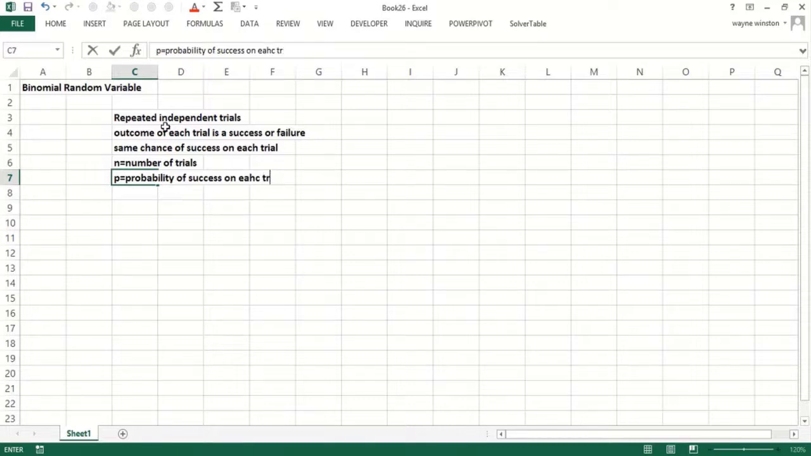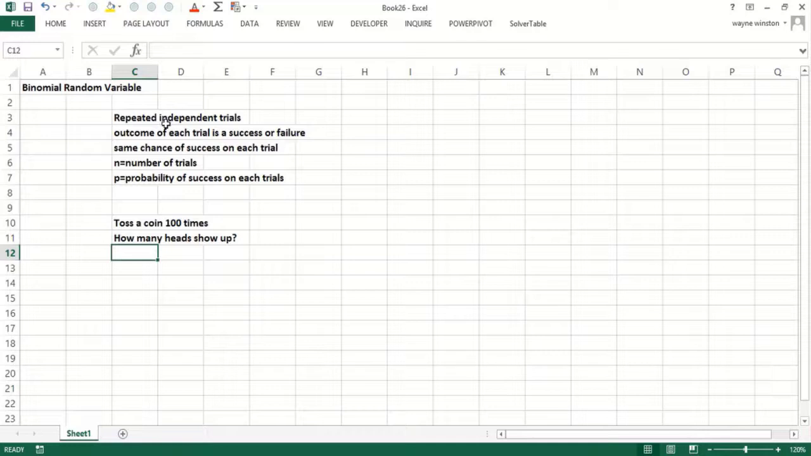So, examples. Toss a coin 100 times. How many heads show up? Well, it can be anywhere between 0 and 100, right? But what we have here is binomial because each time there's a 50-50 chance. We have 100 trials, and we have probability 0.5 of success.